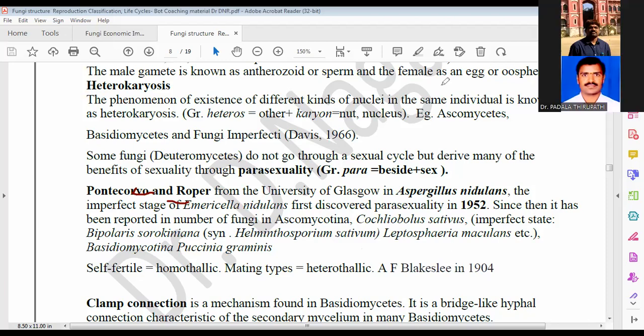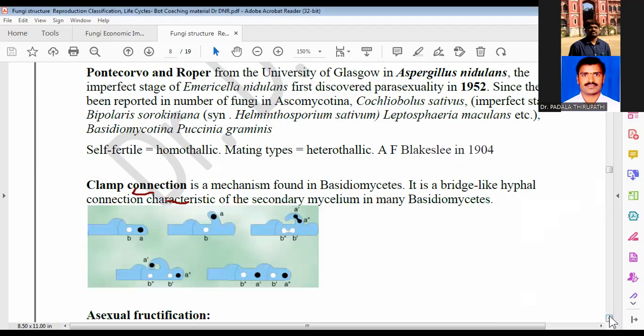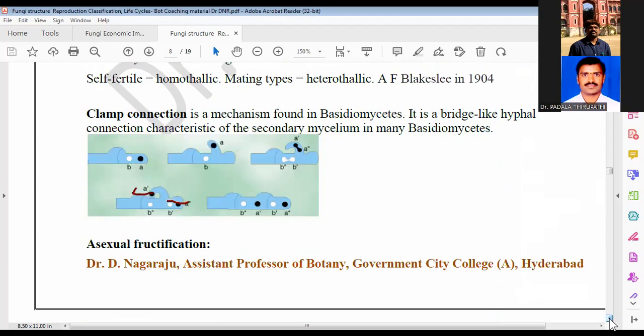We're taking much time. I already told you about clamp connections, like bypasses, highways, outer ring roads, which connect two side-by-side cells. It is not an outer ring road or bypass; it is a clamp connection. With that clamp connection, exchange of the nucleus takes place, dikaryotization takes place. That is there in Basidiomycotina fungi, Basidiomycetes.